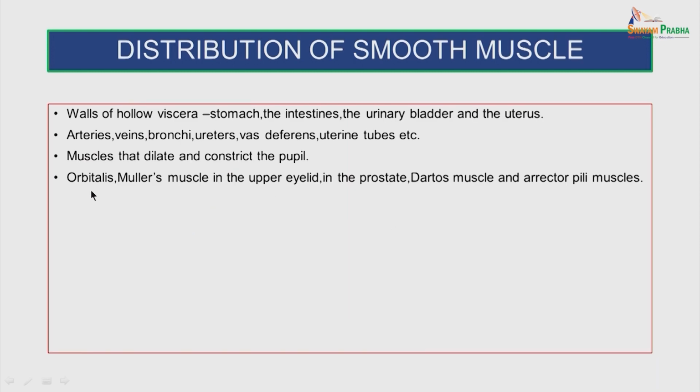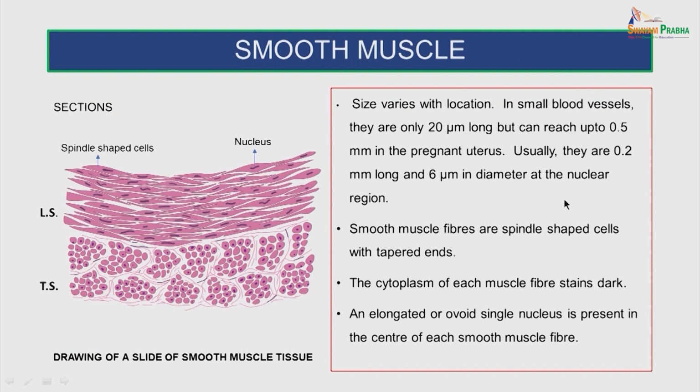So, the distribution of the smooth muscle. It occurs in the walls of hollow viscera, the stomach, intestines, urinary bladder and the uterus. The arteries, veins, bronchi, ureters, vas deferens and uterine tubes show smooth muscle. The muscles that dilate and constrict the pupil. It's seen in the orbitalis, Muller's muscle in the upper eyelid, the prostate, Dartos muscle and erector pili muscles.